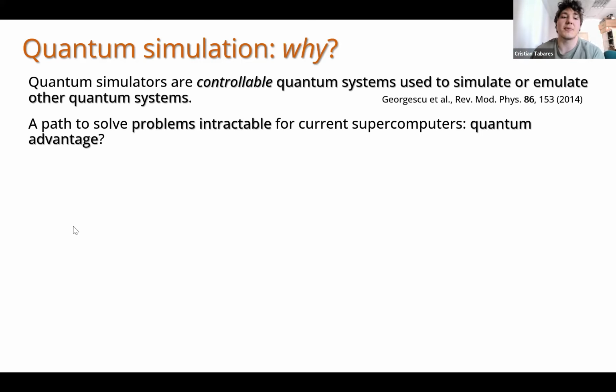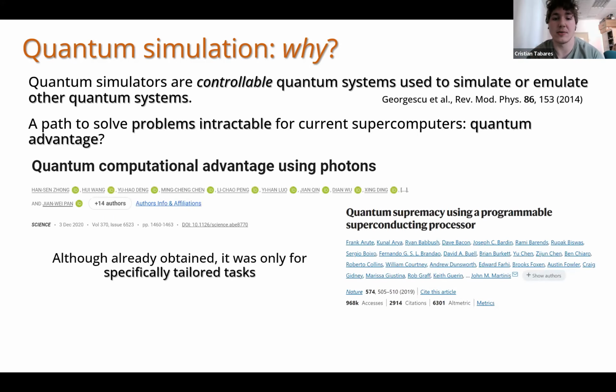This way has been pointed out recently as a path to solve problems that could be intractable for current classical supercomputers. That term has been coined as quantum advantage. I'm sure that some of you have heard recently about this hot topic of quantum advantage, which means that we are able to do some specific computation with a quantum computer that cannot be efficiently performed with a classical computer. That means that for that specific computation, our quantum computer has an advantage over the classical computer. And as you can see here, that quantum advantage has actually been obtained.